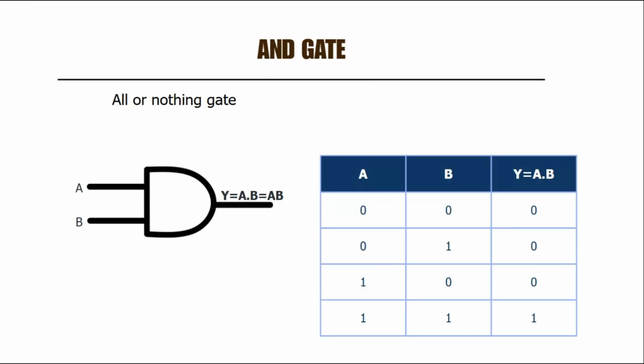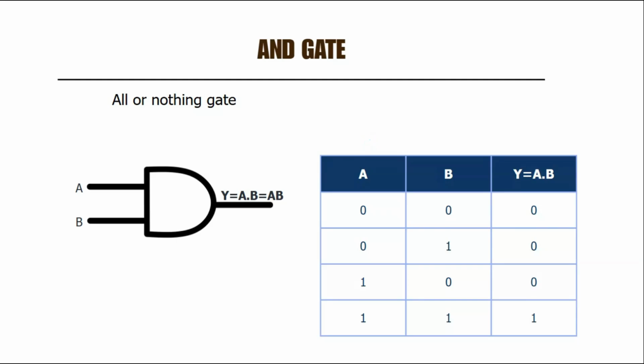AND gate. This shows the logic symbol of an AND gate with A and B as the inputs. This gate has a single output Y. The AND operation is denoted by a dot, or we use no symbol at all. Hence, output Y is denoted as Y equal to A dot B or Y equal to AB. This is the truth table of the AND gate.